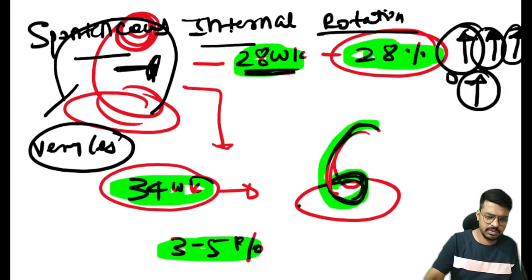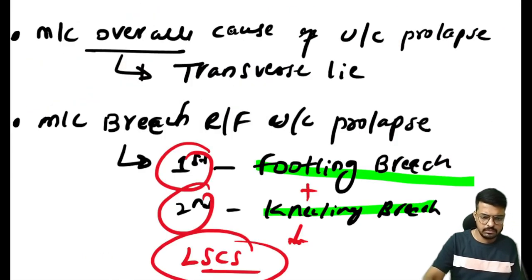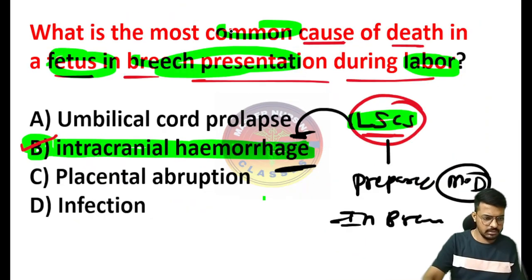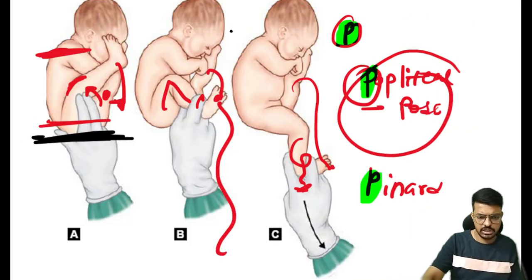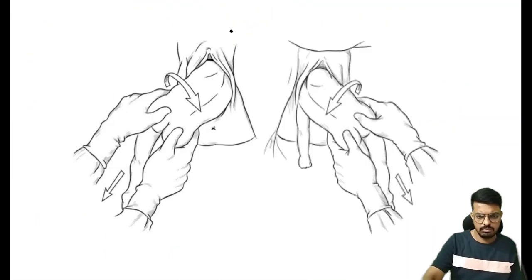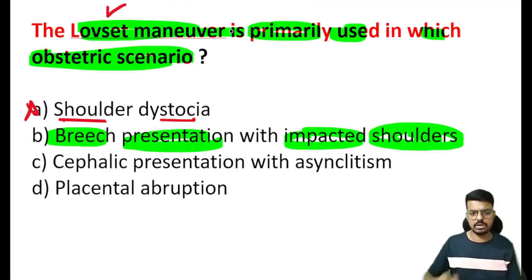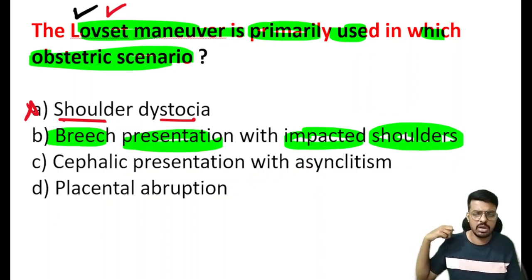But in case of breech presentation, to deliver the shoulder you have to use this particular maneuver, that is what we call the Lovset maneuver. Don't confuse. In shoulder dystocia, to deliver the shoulder, which maneuver is used? The wood corkscrew maneuver. In breech presentation, to deliver the shoulder, which maneuver is used? The Lovset maneuver.